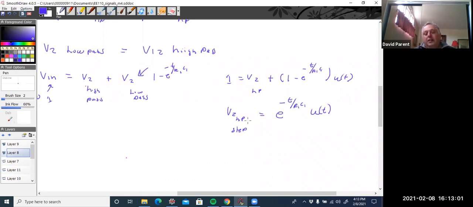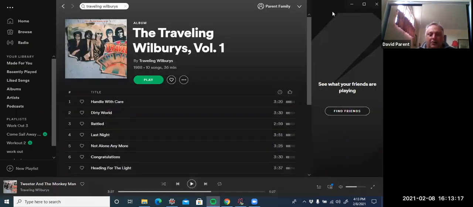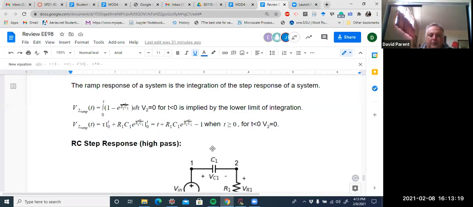Now I can integrate this to get the ramp, but there is a problem when you take the derivative to get the impulse. And I'd rather now go to the notes.